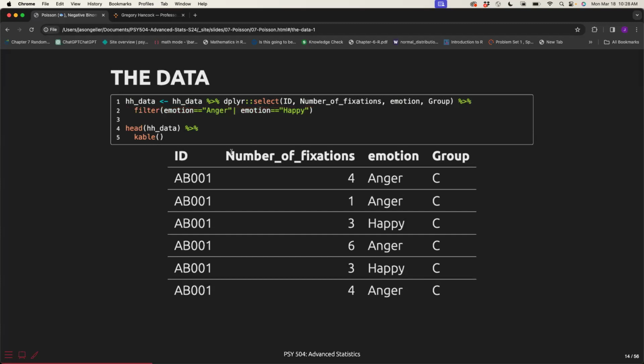So if we look at the actual data frame itself, we'll see that there's an ID column here, and you'll notice that this is in long format. So we're going to do some multi-level modeling here, and I'm going to show you how to do that. We have a column called number of fixations, so this is the number of fixations to each face. We have an emotion column, which was manipulated within subjects, right? So individuals saw angry and happy faces. And then we have a group column, so individuals were either in the control group or they were in the stutterer group.